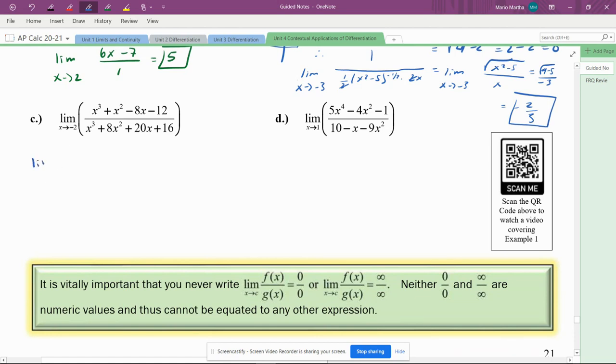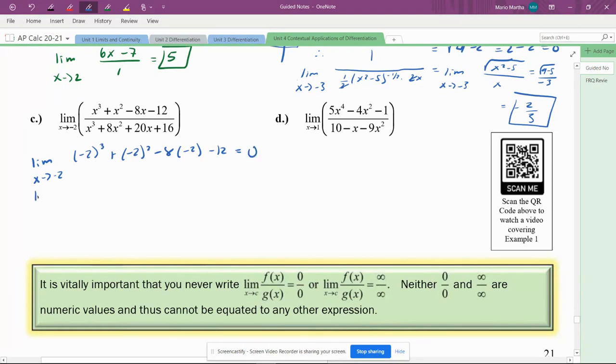So again, let's first establish it. We're going to say the limit as x approaches negative 2. On the top, we're going to have negative 2 to the third power plus negative 2 to the second power minus 8 times negative 2 minus 12. We simplify that, and of course, we end up with 0, right?